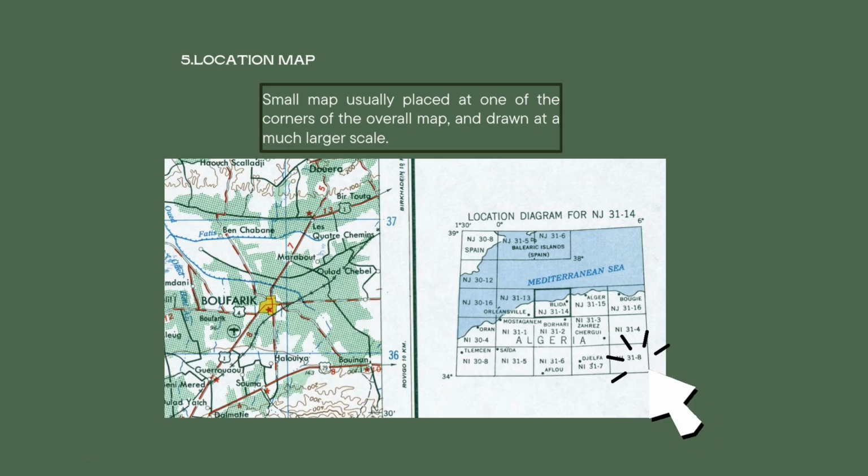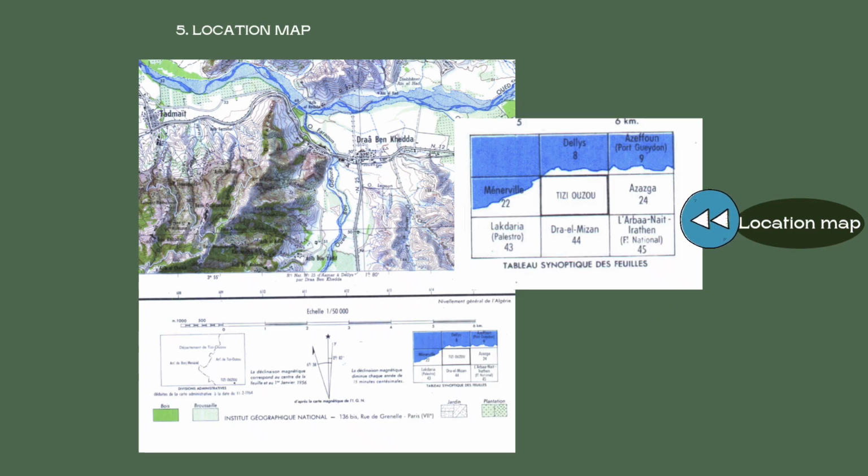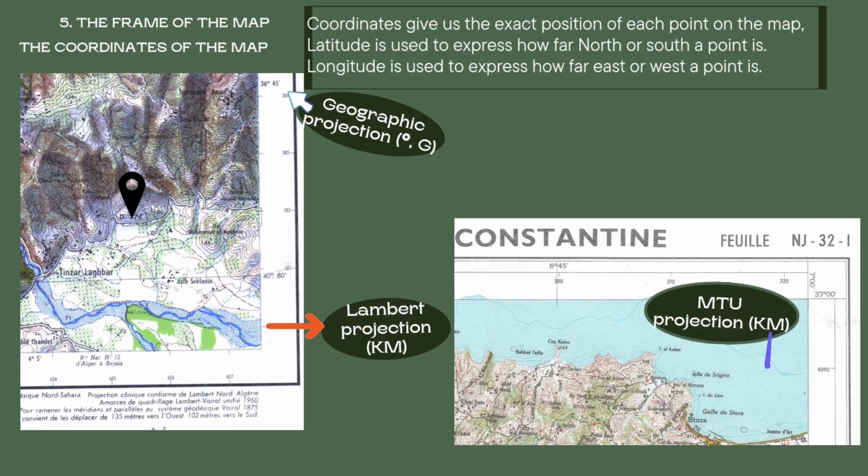The location map is a small map usually placed at the corners of the map and drawn at a much larger scale that shows the location of the overall map relative to the surrounding areas. Maps show the name and the number of these ones. The last title is coordinates. The coordinates are also listed in the margin of most topographical maps. They allow positioning on Earth to be defined with a couple of longitude and latitude values.